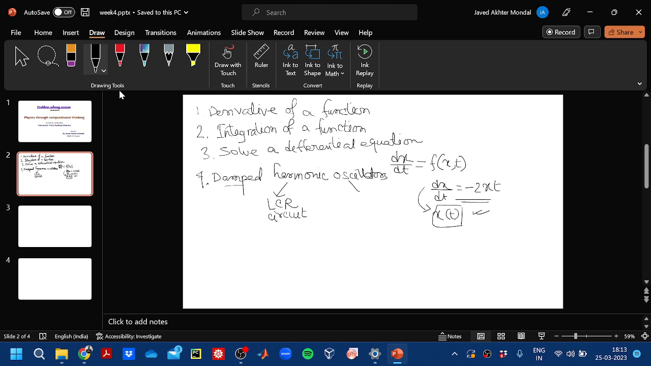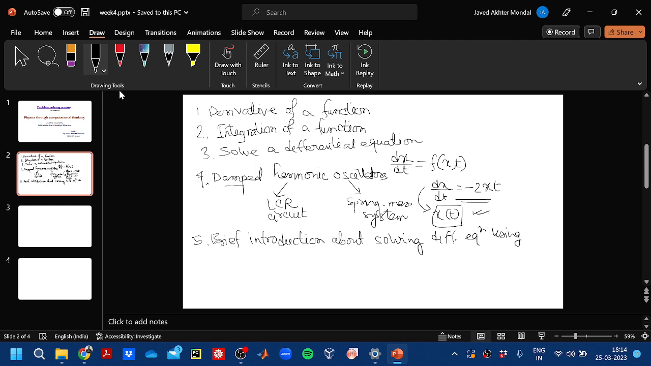And if we have time, we will talk a little about the spring mass system. And after that we will have a general brief introduction to solving differential equations using the Euler method. So what is the Euler method and how to do that? We will learn about that.